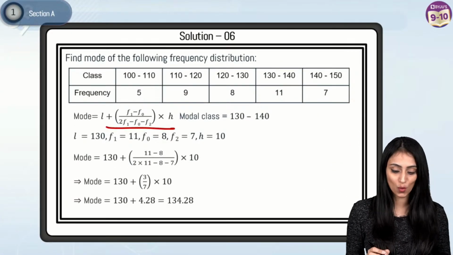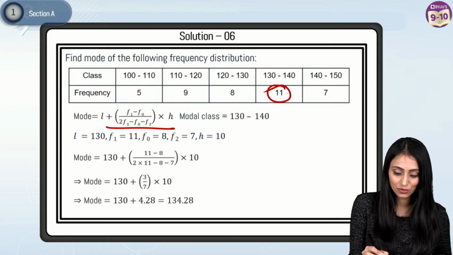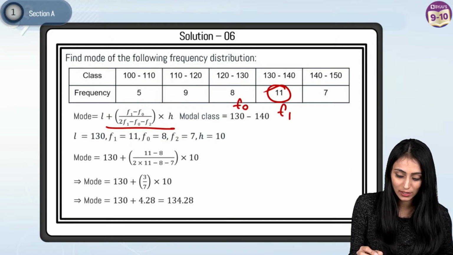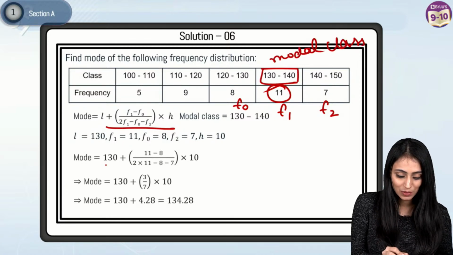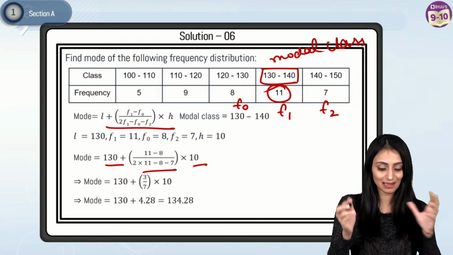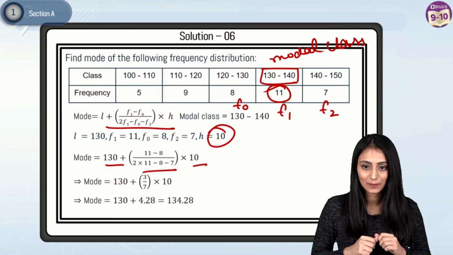So this is the formula for mode, and the highest frequency is this, right? So this is going to be F1, this is going to be F0, and this is going to be F2. And so this is going to be our modal class. Simply I'll put everything here. What is H? H is the class size. That's going to be 10, right?